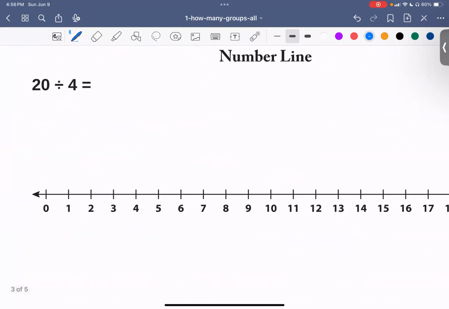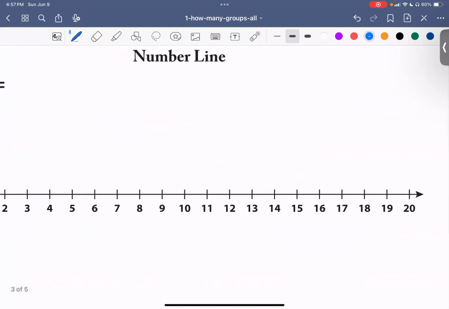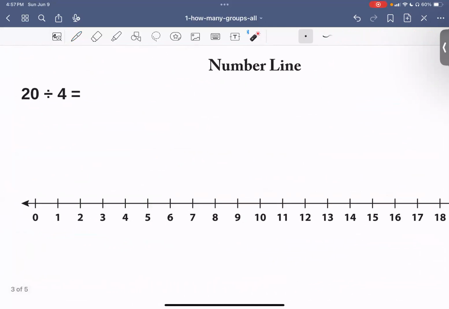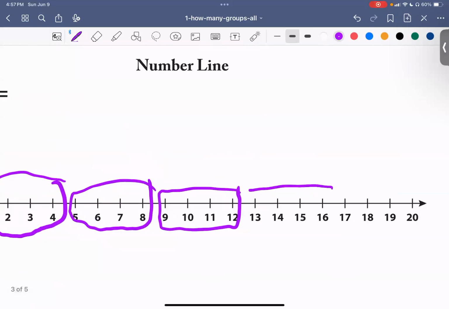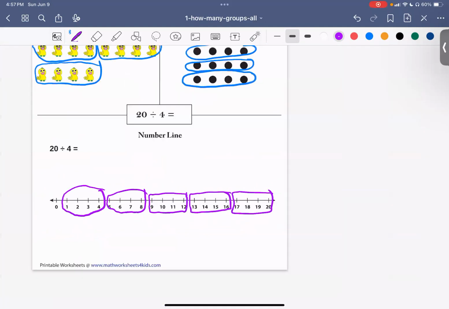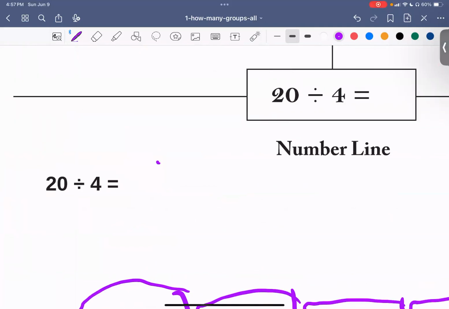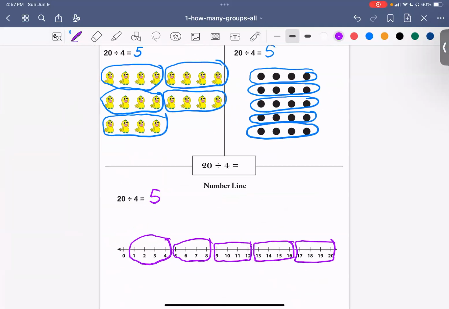Okay? Let's look at this one. We're going to do the same thing. So 20 divided by, so we go up to 20 right here. So let's make groups of 4. So we don't count to 0. 1, 2, 3. I'm eyeballing it again. 4, 5. So 20 divided by 4 is 5. Let's do one more.